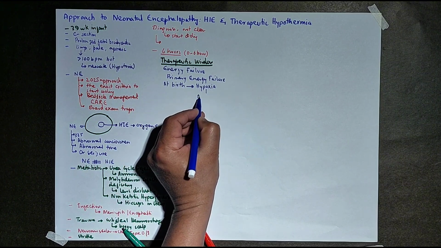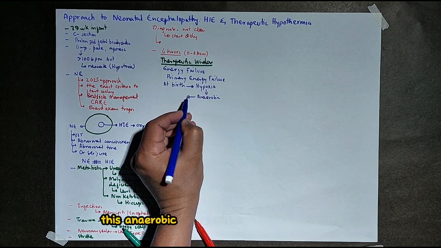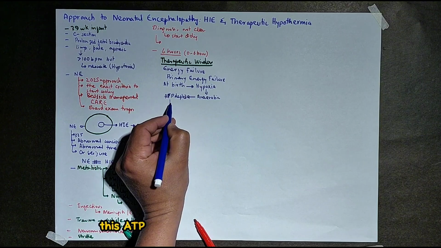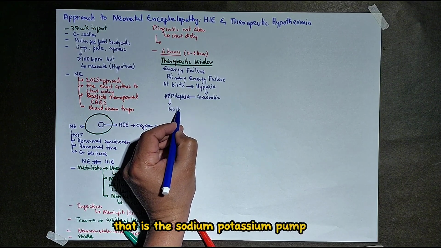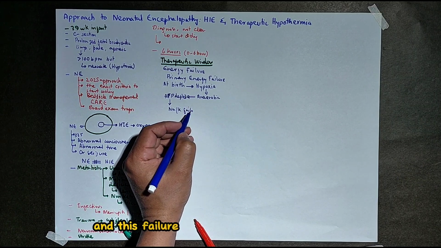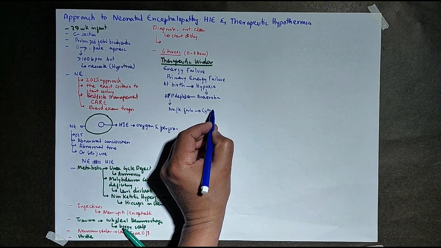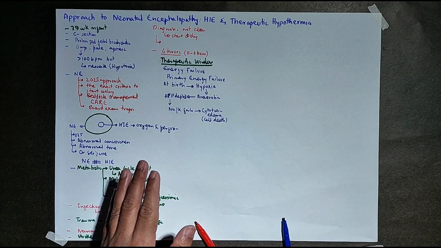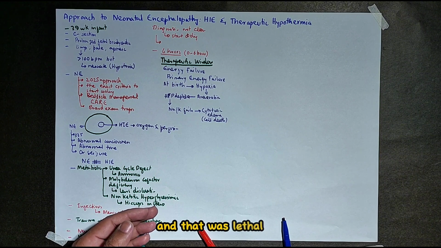leads to anaerobic metabolism. This anaerobic metabolism leads to ATP depletion. This ATP depletion leads to pump failure, that is the sodium potassium pump, and this failure results in cytotoxic edema and cell death. So, if you leave this child, this can lead to secondary energy failure, and that is lethal.